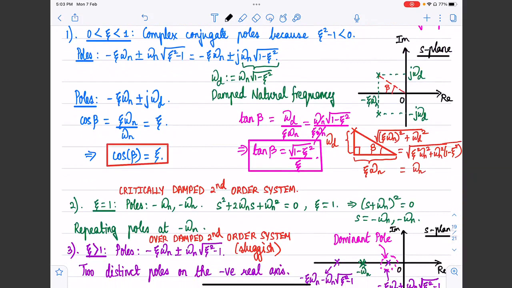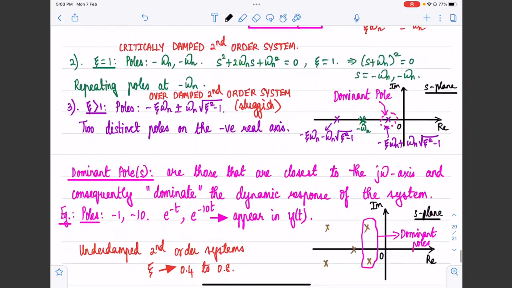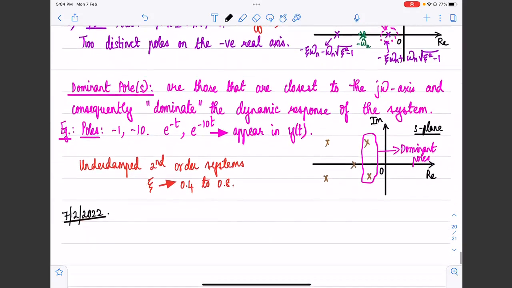When we have zeta equal to 1, we have what is called a critically damped system. Then we have two repeating poles on the negative real axis at minus omega n. When zeta is greater than 1, we have two distinct poles on the negative real axis at minus zeta omega n plus or minus omega n times square root of zeta squared minus 1. This is the overdamped second order system. It's quite sluggish in nature. Then we looked at the concept of a dominant pole, and that's where we stopped.